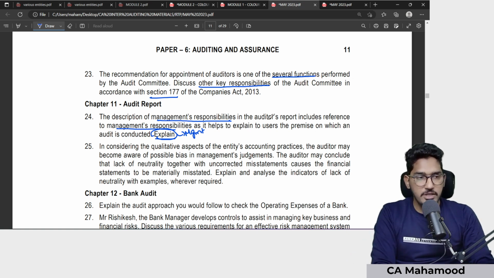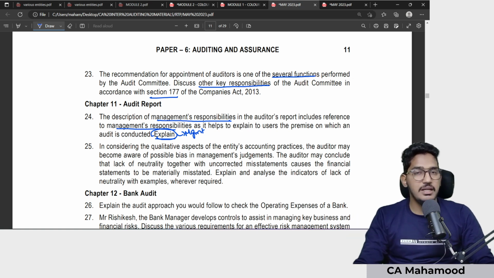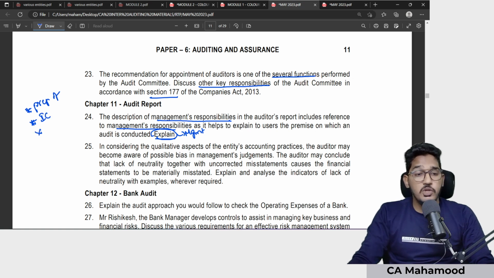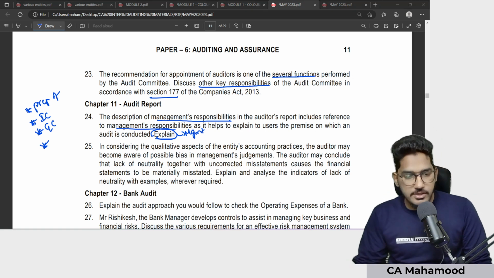So what will be the management responsibilities, guys? As we have seen in the SA 700, in this paragraph, what will come? So you have to say management is responsible for preparation of financial statements. Management is responsible for implementation of internal controls. They are responsible for making an assessment regarding going concern. Even you need to identify those who are responsible for oversight of financial reporting process. So those 4 points you have to write here. Let us have a look at the next question now.